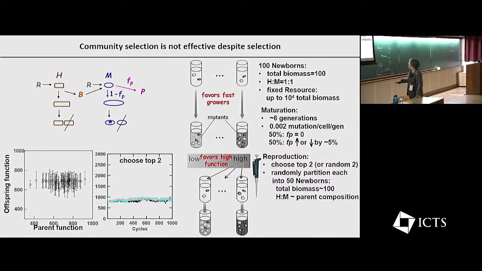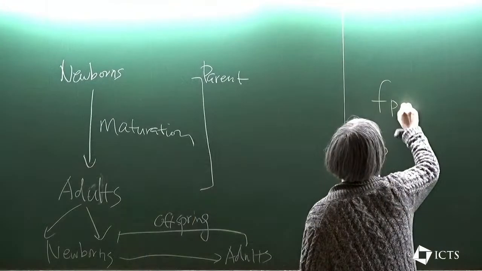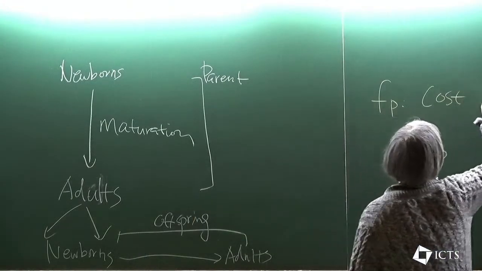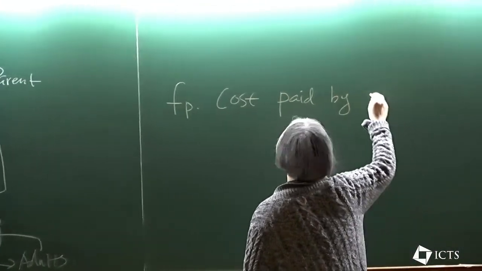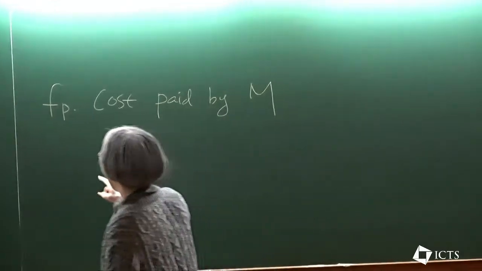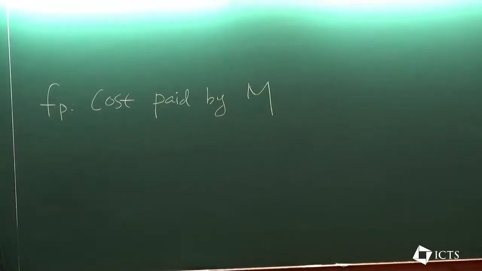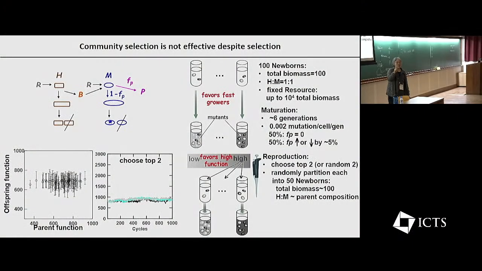And here, there are two variables, right? We only allow two things to change. One is FP, which is the cost paid by the manufacturer. And the other one is, because we are doing pipetting, even though the total biomass is fixed, the ratio can fluctuate. Even if the parent is 50-50, the offspring can be 40-60, or 30-70, something like that.